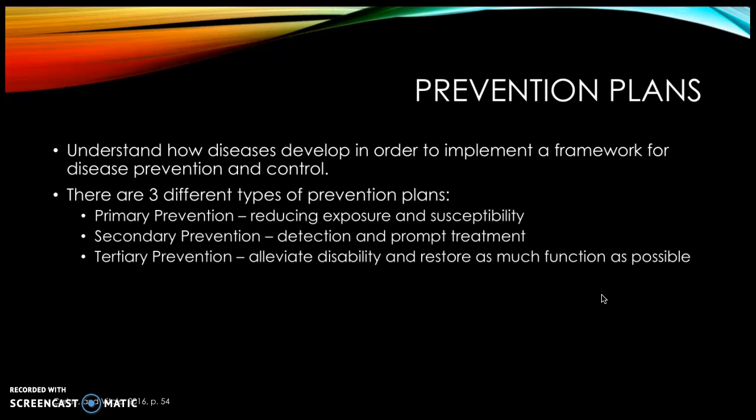Understanding how diseases are developed is vital in order to plan and implement a framework for disease prevention and control. There are 3 types of prevention plans. The first one is primary prevention, which is used to reduce exposure and susceptibility to diseases. The next prevention plan is secondary prevention, which is when diseases are being detected and prompt treatment is being issued. The last prevention plan is tertiary prevention, which is implemented when the disease is prevalent. The goal is to alleviate disability and restore function as much as possible.